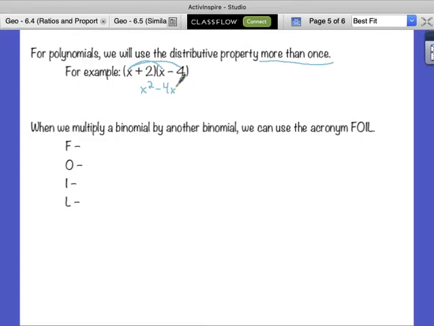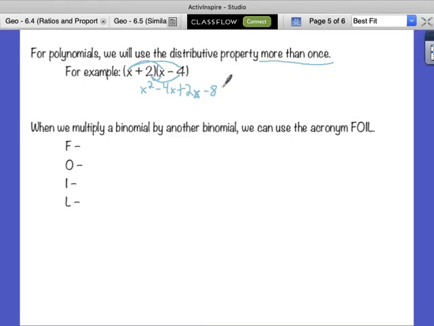Okay, so now after I do the first thing in the first parenthesis to everything in the second, I'm now going to do the next thing in the parenthesis. So I'm going to do this 2 times everything in the second. So 2 times x is 2x, and then what are we going to do next, do we think? 2 times negative 4, which is negative 8. Now, did we multiply everything in the first times everything in the second? Yeah, we multiplied x times x and negative 4. We multiplied 2 times x and negative 4. So we multiplied every combination we could.